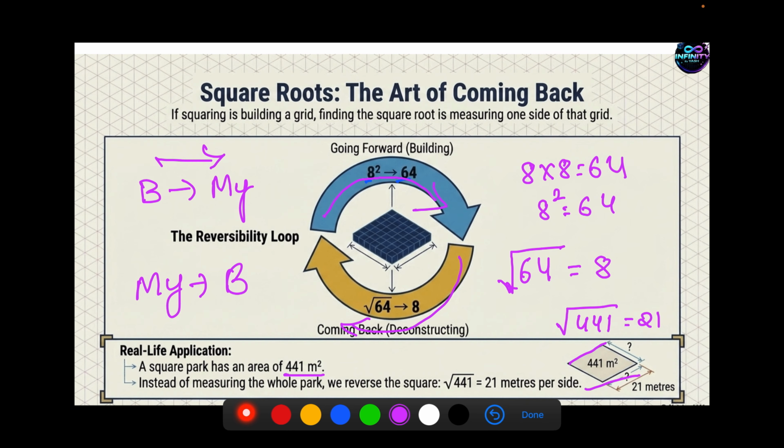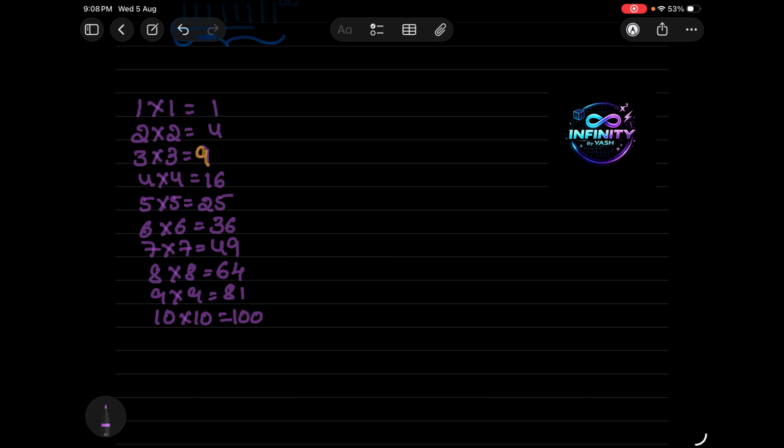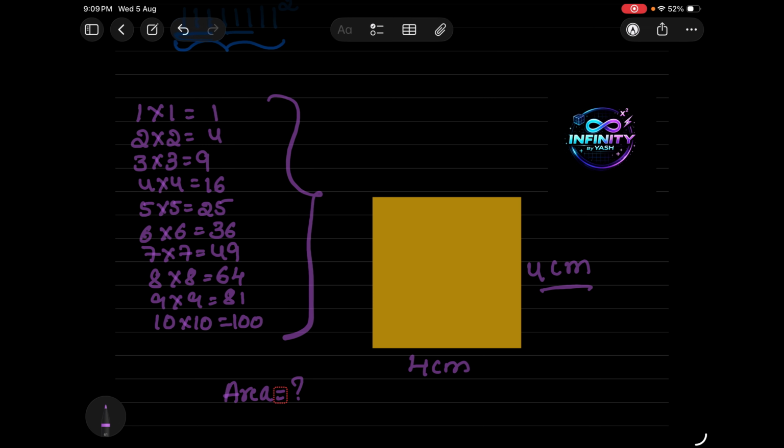Now we know why square roots are useful. But what exactly is a square root? Why do we use this strange symbol? Let's understand the meaning behind it. Let's go back to something you already know. Suppose we know the square numbers from 1 to 10. Suppose a square has a side of 4 centimeters.